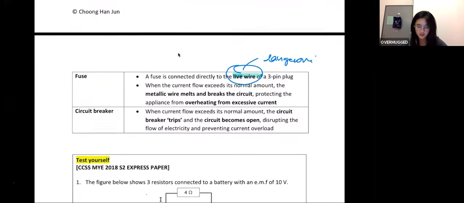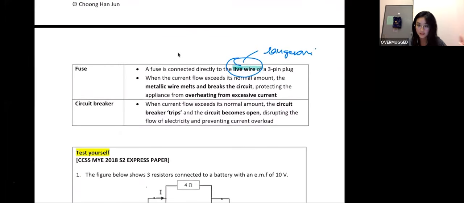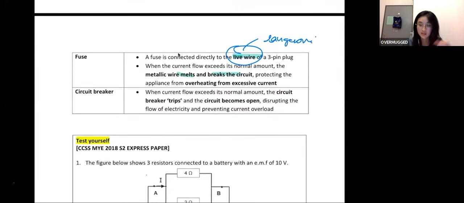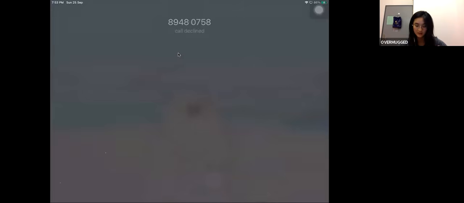Okay, so the fuse is connected to the live wire. What happens? If the current is too high, it will melt and break the circuit. And the last one, the circuit breaker in your house also has one. What does it do? If your current is too high, it will trip and break the circuit.